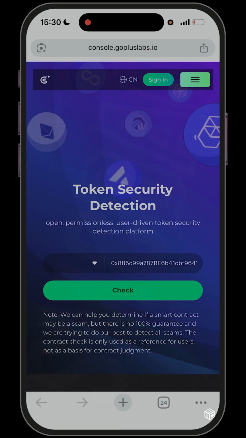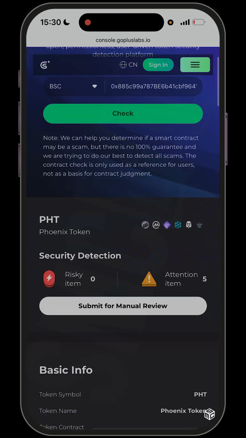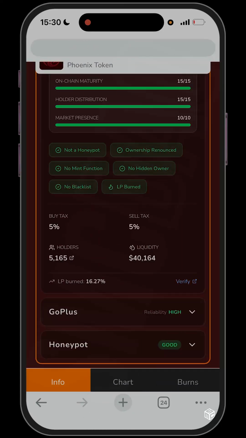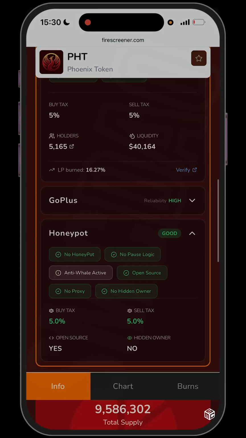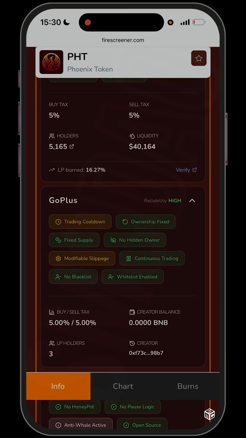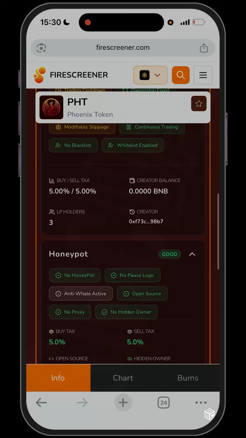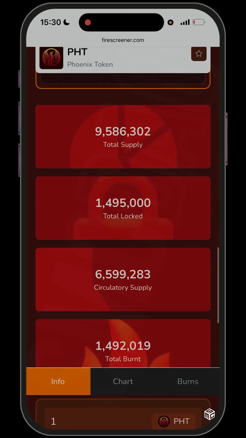That's what Firescreener could do. It could give you links to go verify things, and you could check from here. But that's not what we're doing today. And honeypot, good. It's not a honeypot. No post logic, anti-whale activity, open source. Basically, this is really fire. So Firescreener could help you analyze your tokens easily.